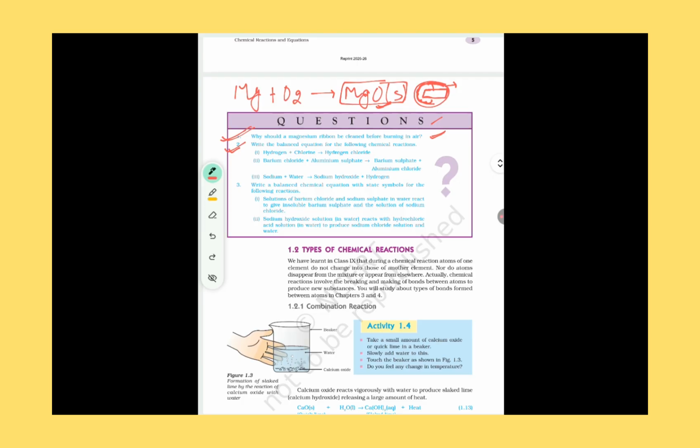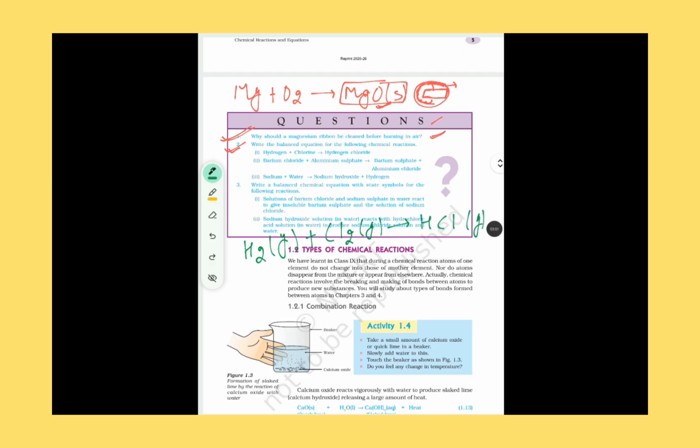Hydrogen will be reacting, I will be writing here, try to see, I'll change the color here. So hydrogen gas, when it will react with what? Chlorine gas, so it is forming nothing but what? Our hydrogen chloride. Hydrogen chloride is a gas.